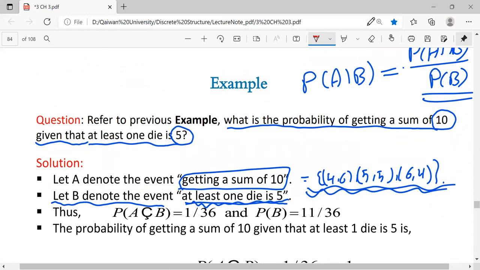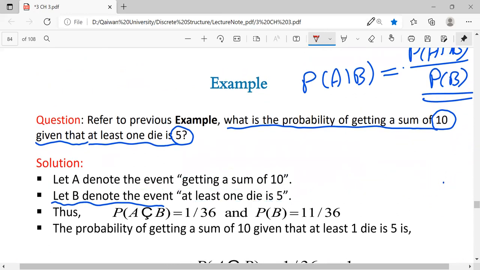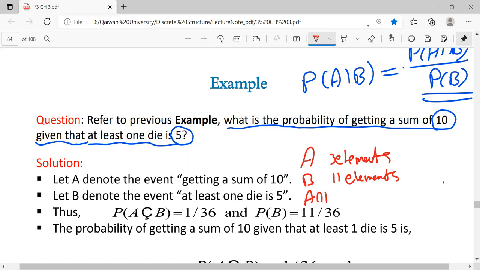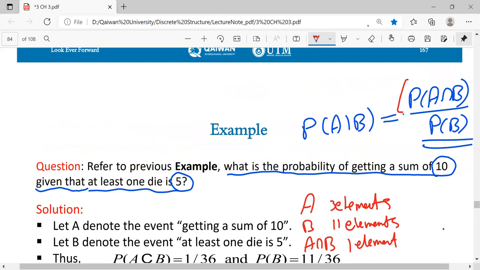Let me write down here. We say A, three elements. B, 11 elements. And A intersection B, one element. Here, we must find the probability of A intersection B and also the probability of B. How to find the probability of A intersection B and probability of B?